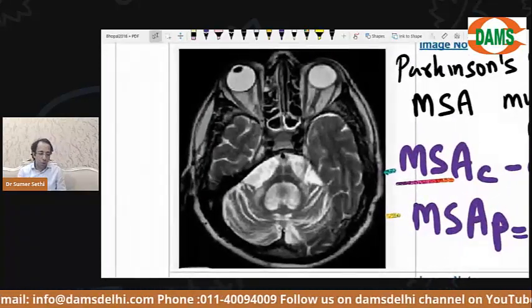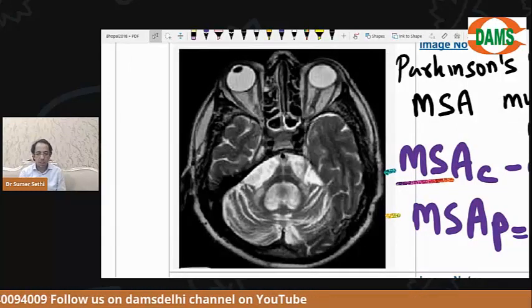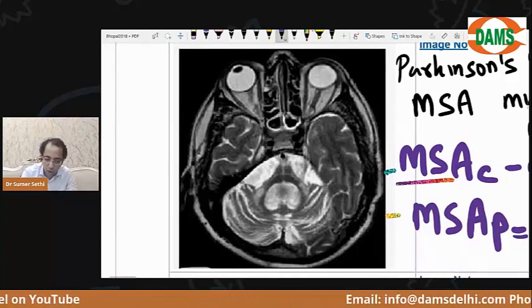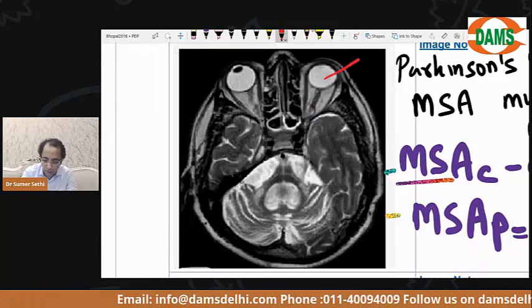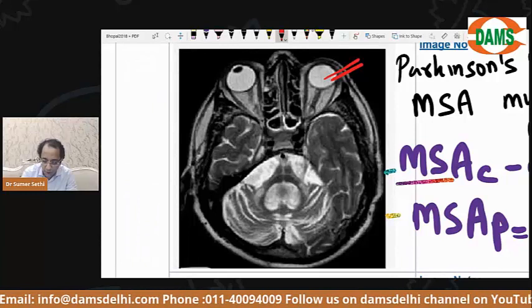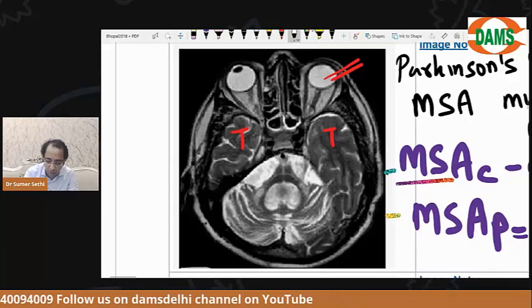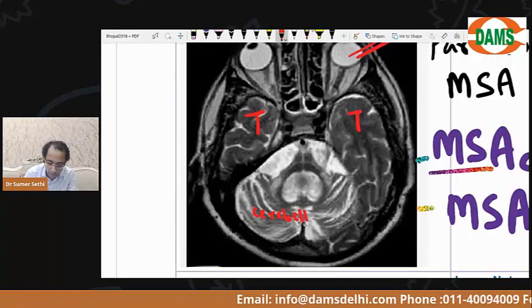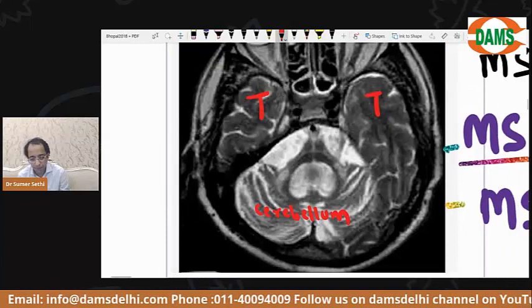The image that I'm showing you now was asked last year in the November JIPMER exam. And you can now see why all this that I'm telling you is so important for your exams. This is your orbit. This must be a temporal lobe. And this must be your cerebellum.